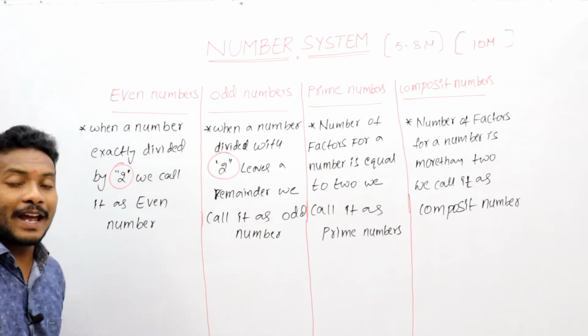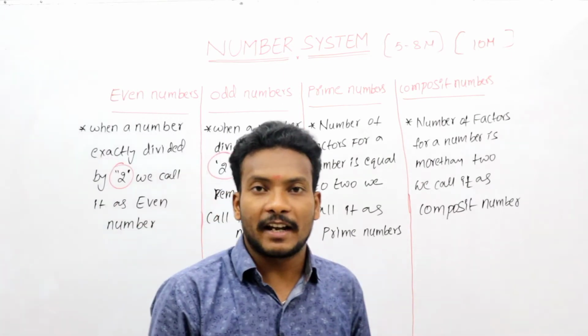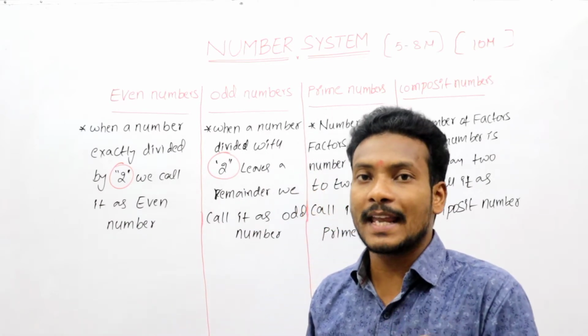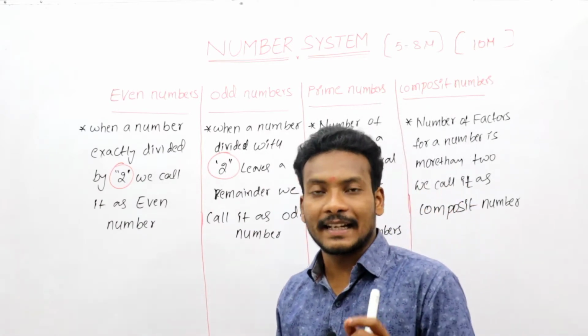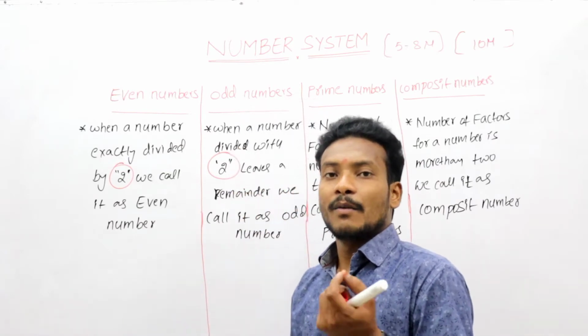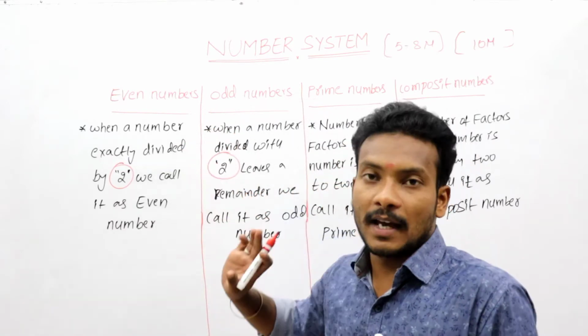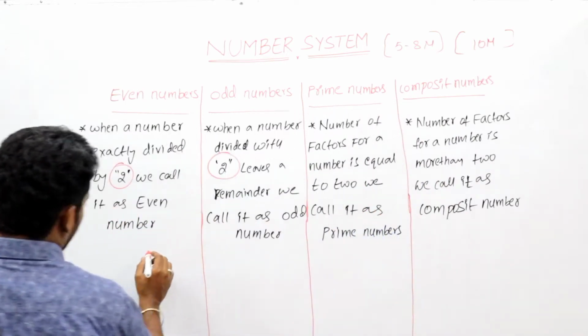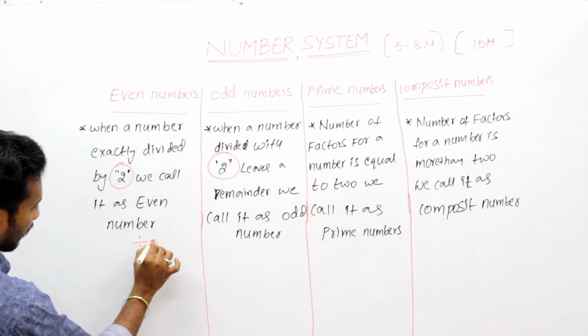When a number is exactly divided by 2, that is, there is no remainder. Exactly divided means there is no remainder. Whenever there is no remainder, we call it an even number. That is a multiple of 2, whenever it is divided by 2.